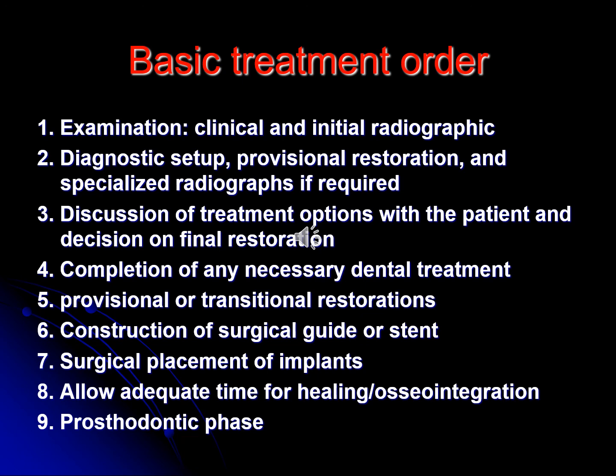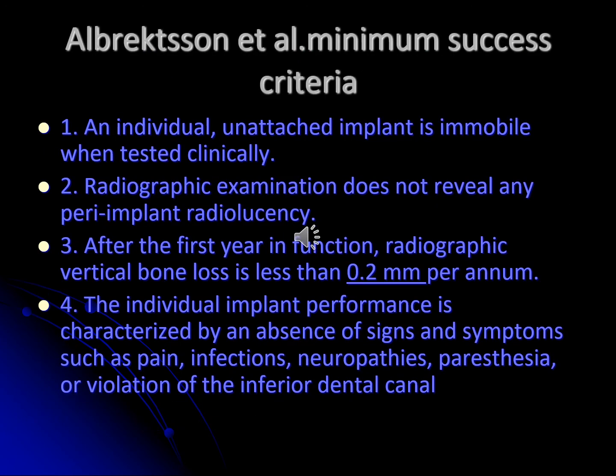After we prepare the surgical stent, we will place our implant in the bone. After that, we will wait for adequate time to have the healing and the osseointegration. After the osseointegration, we can start the prosthodontic phase. I will tell you now about Albrektsson minimum success criteria.